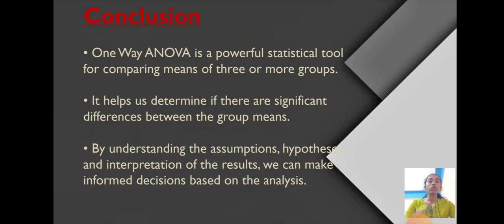In conclusion, One-Way ANOVA is a powerful statistical tool for comparing means of three or more groups. It helps us determine if there are significant differences between the group means. By understanding the assumptions, hypotheses and interpretation of the results, we can make informed decisions based on the analysis.